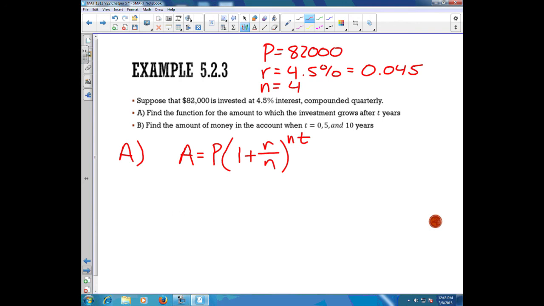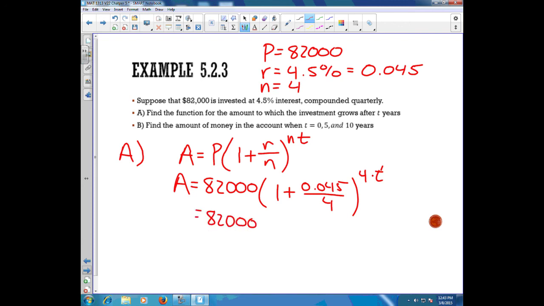And so now we just want to plug all this stuff in. The future value is equal to 82,000 times 1 plus 0.045 over 4 to the 4 times t. We can simplify the thing within the parentheses by saying 0.045 divided by 4, and then plus 1, and we get 1.01125 raised to the 4 times t. This would be our function.